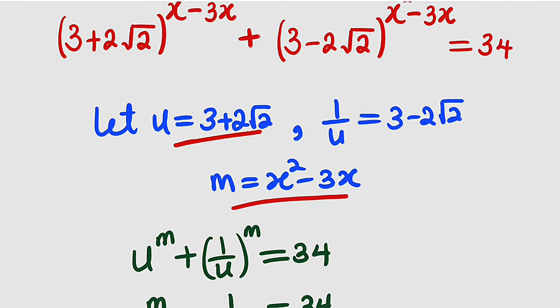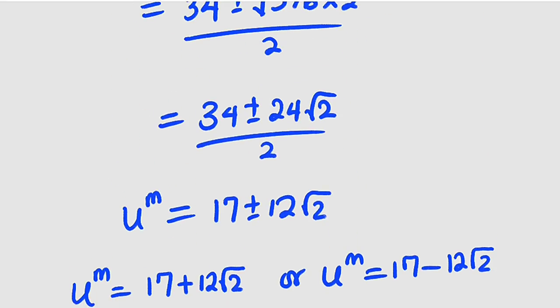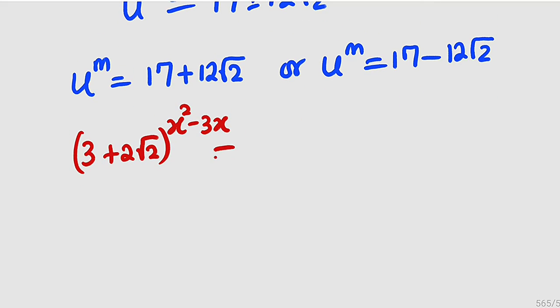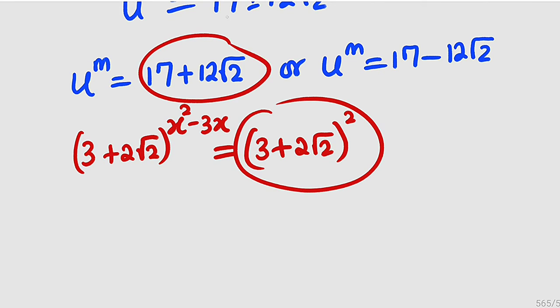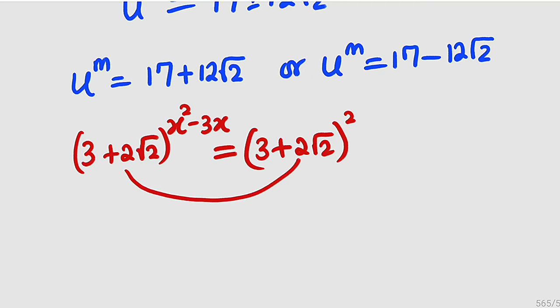This is u, this is m. And this is equal to 17 plus 12 root 2, which is the same thing as (3 plus 2 root 2) whole squared. They're exactly the same. Once you expand this, you're going to get this back. So you can see that the bases are the same.